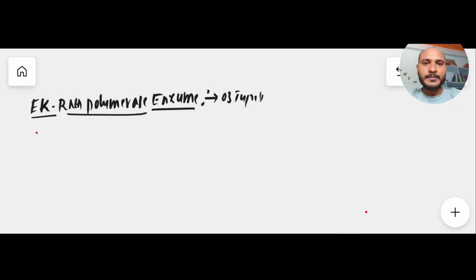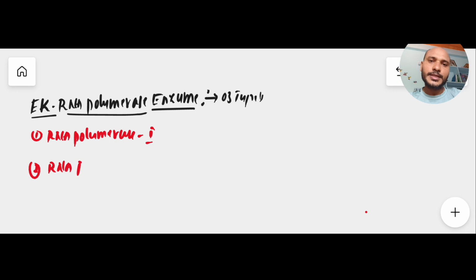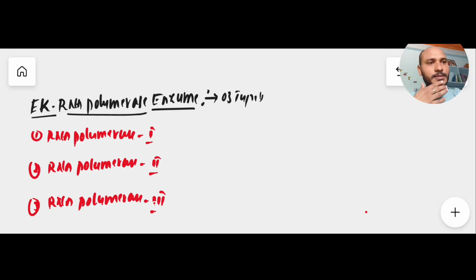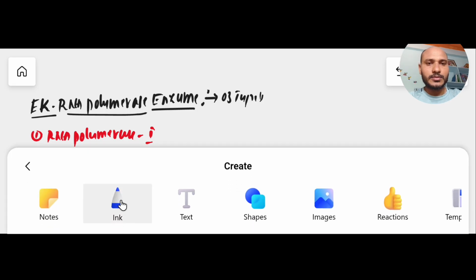They are: first type RNA polymerase 1, second RNA polymerase 2, third one RNA polymerase 3. So here we will discuss their important roles.